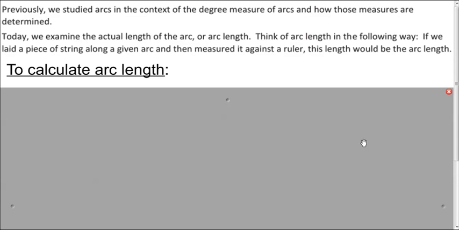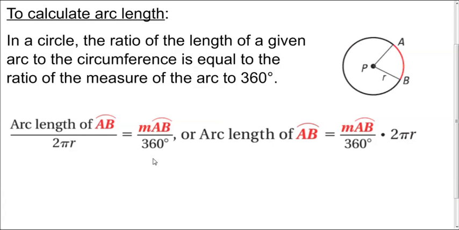So far, when we've talked about measures of arcs, we've only looked at their degree measures. But it's also useful to look at their lengths. To figure out the length of an arc, we have to relate it to the circumference of a circle. So we can use this proportion in order to figure out arc lengths.